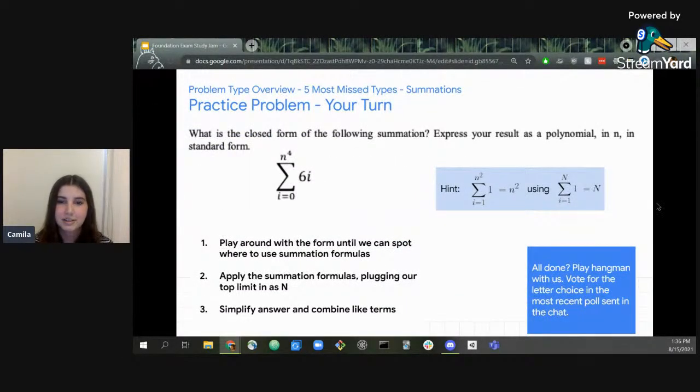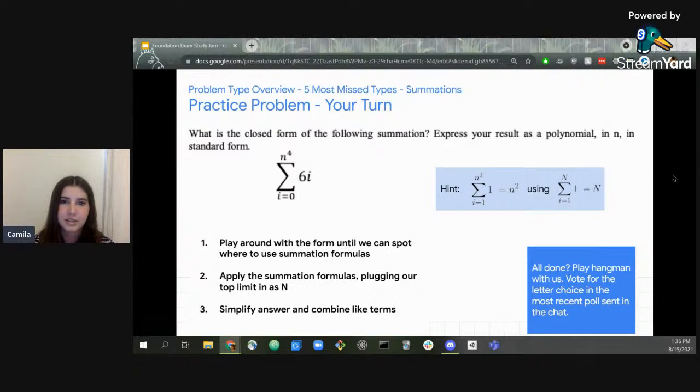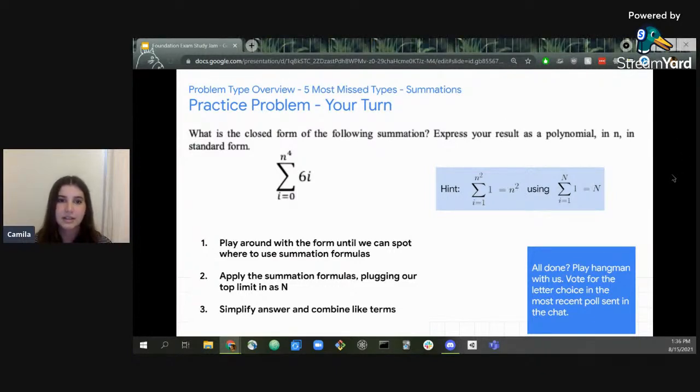Okay, everyone. So it's been about 10 minutes. I hope you guys were able to work out this problem. I saw a lot of people are playing hangman, so that's good. So let's go over the answer for this one.